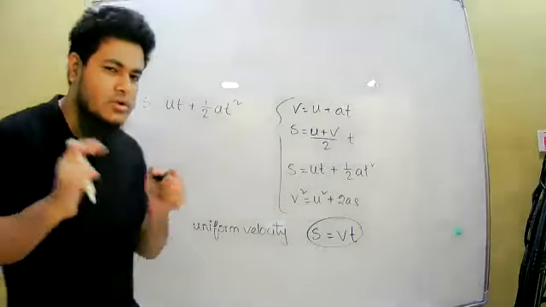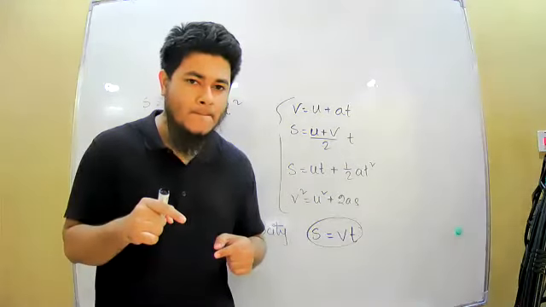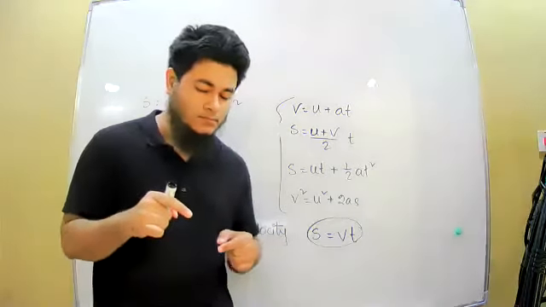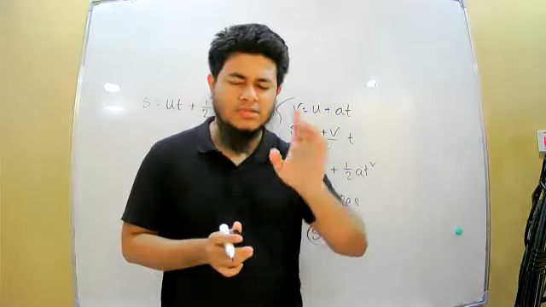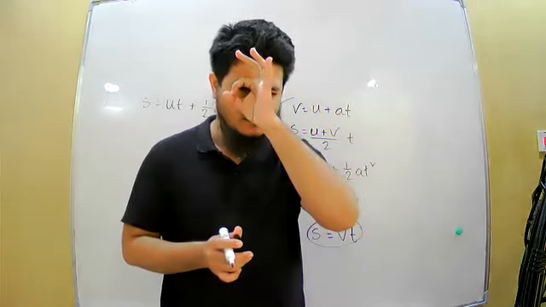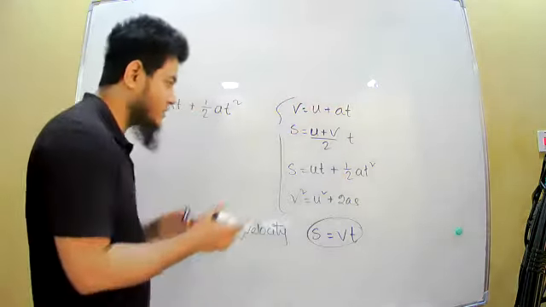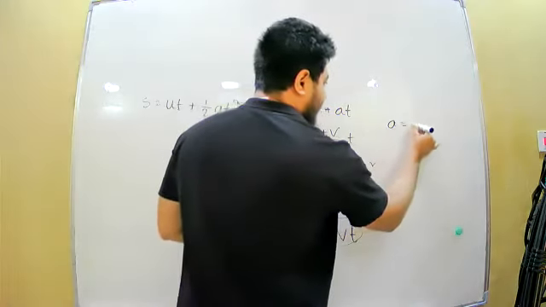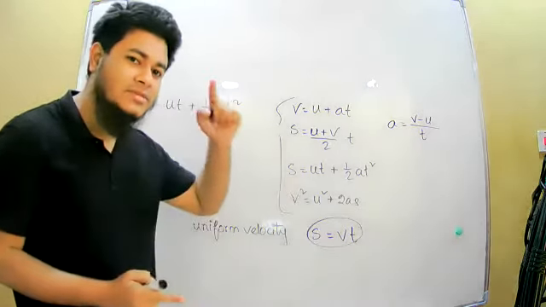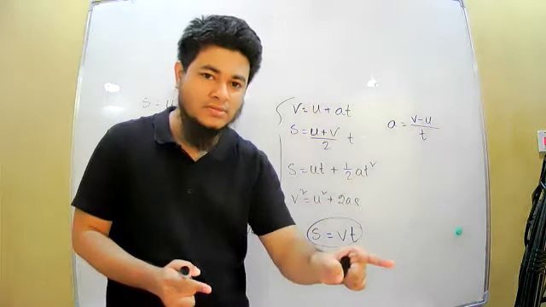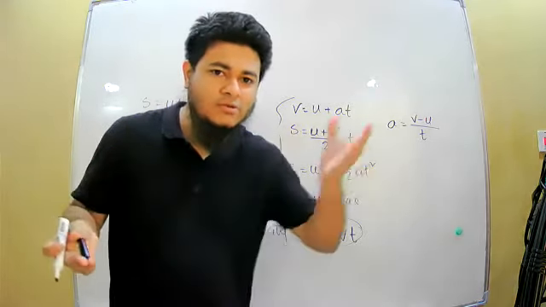Now, if the velocity is not changing, what is going to be the acceleration? Zero. The question is why it will be zero. If you remember, acceleration is equal to v minus u by t, the rate of change of velocity. That means if there has to be acceleration, there has to be a change of velocity. And here I am saying that the velocity is uniform, it is not changing. So if the velocity is not changing, then the rate of change is zero.